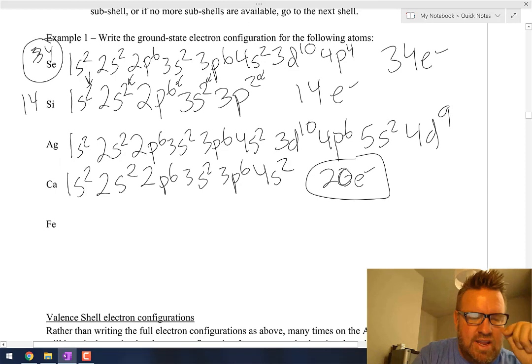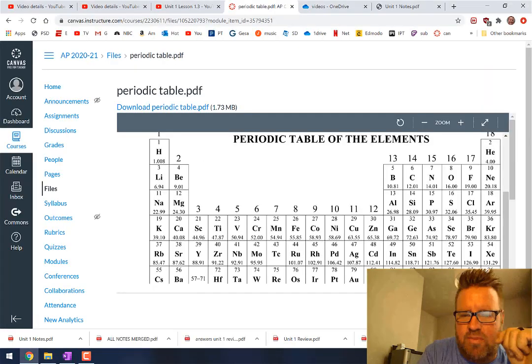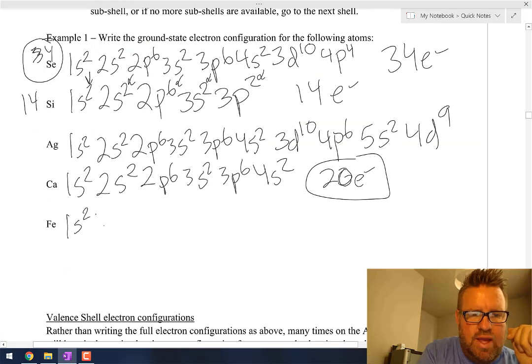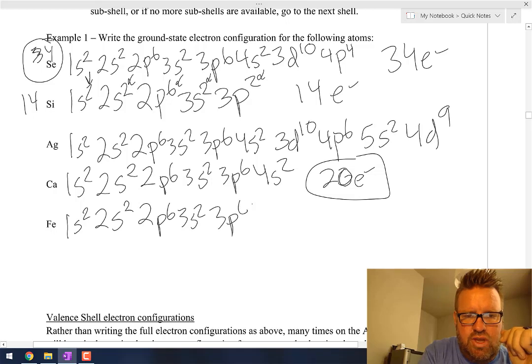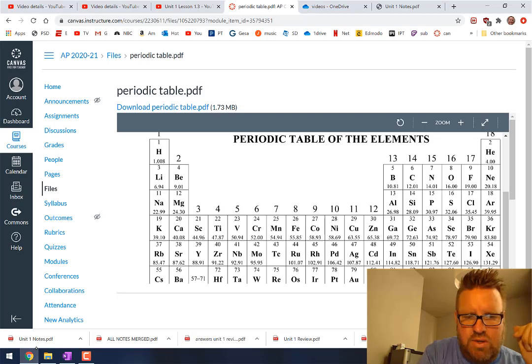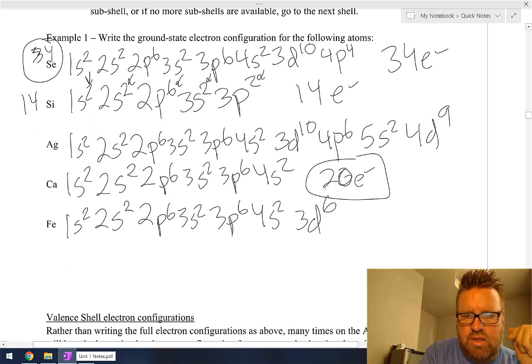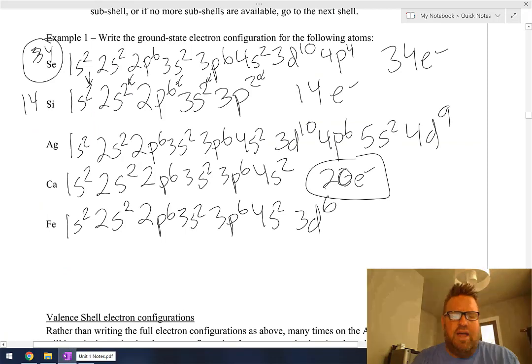Okay, and then our final one is iron. Iron is right here, number 26. So it's actually just like calcium, but then again, you've got to go back into that D subshell to complete it. So 1s2, 2s2, 2p6, 3s2, 3p6, 4s2, 3d, and then we just count 1, 2, 3, 4, 5, 6. So 3d6 is the final electron configuration for iron. Now, I know I went through that pretty quickly. If you're still struggling with that, go on YouTube, type in electron configuration, watch some other videos of people doing the same thing.